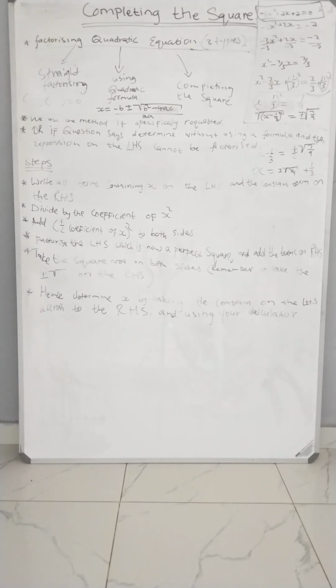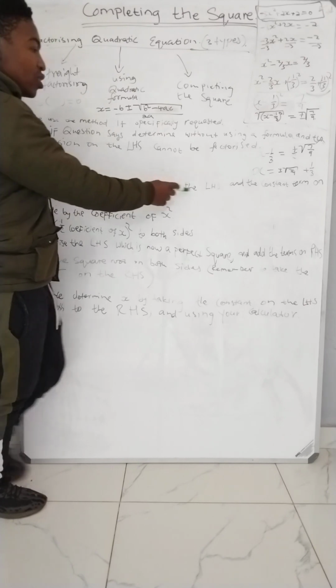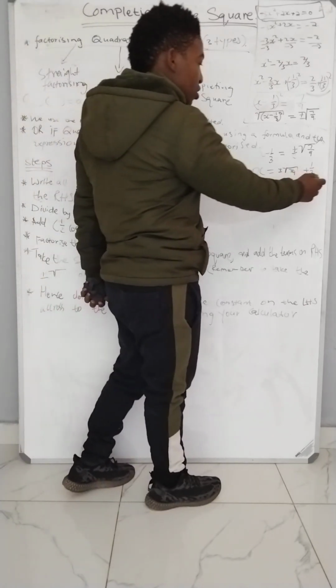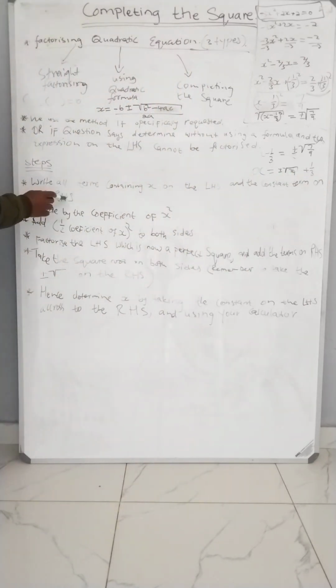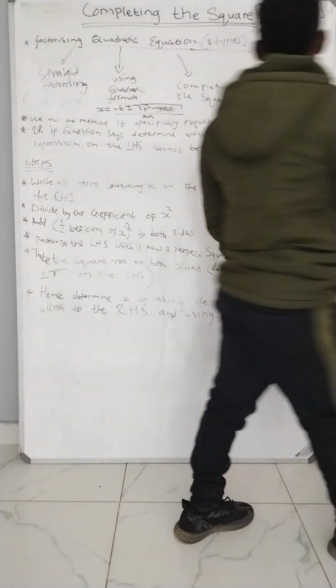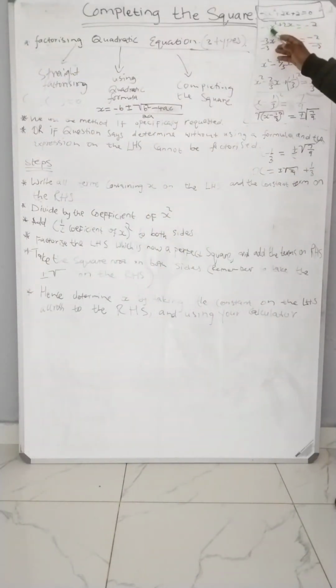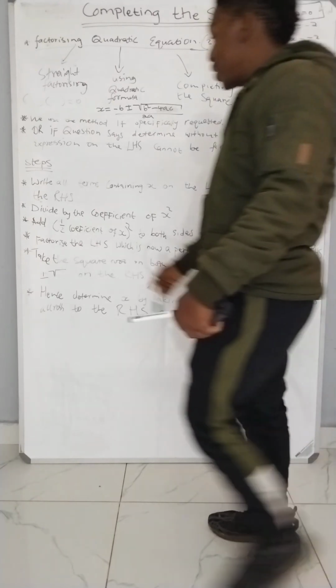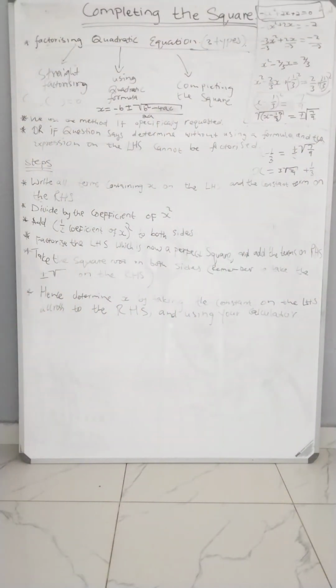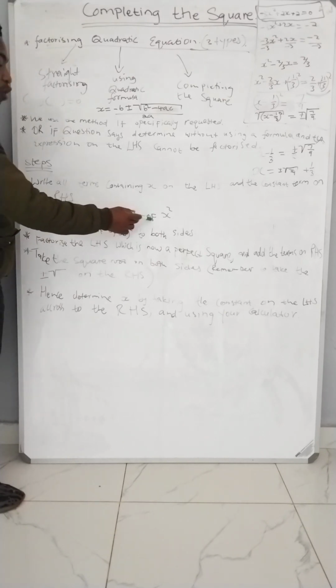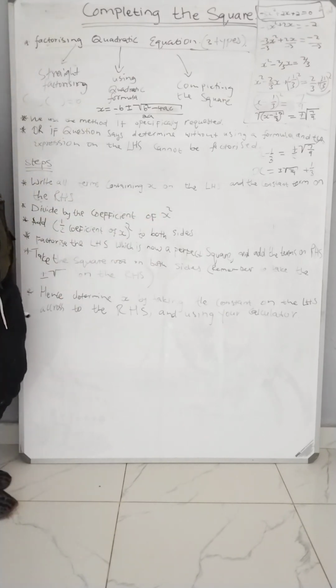All right, and then once it is that, write all terms containing the x on the left hand side and the constant term on the right hand side, which is what we did here. All terms that have x on the left hand side and the constant on the right hand side. Now that is taking your equation out of standard form. It's no longer in standard form. Then the next step is divide by the coefficient of x squared, not x.